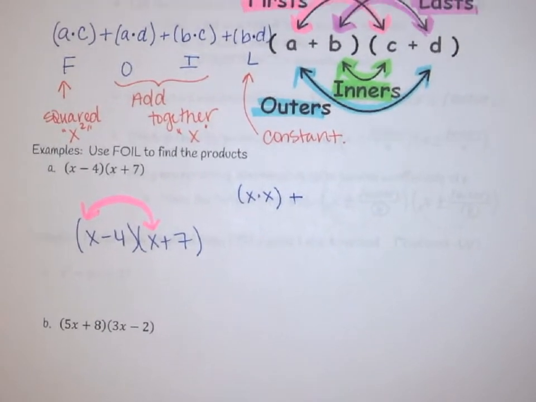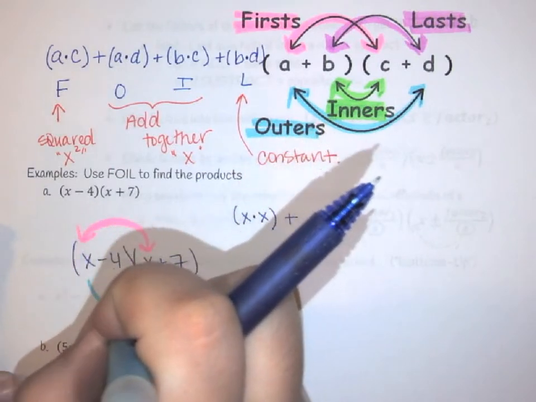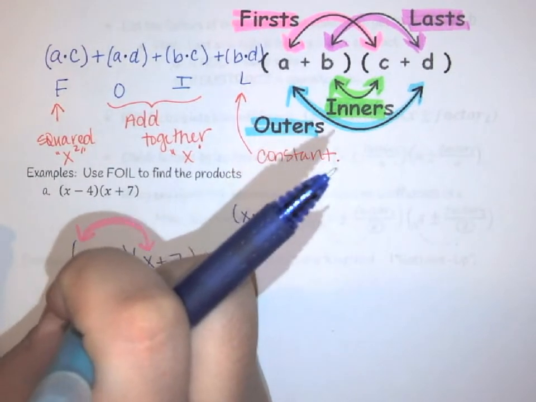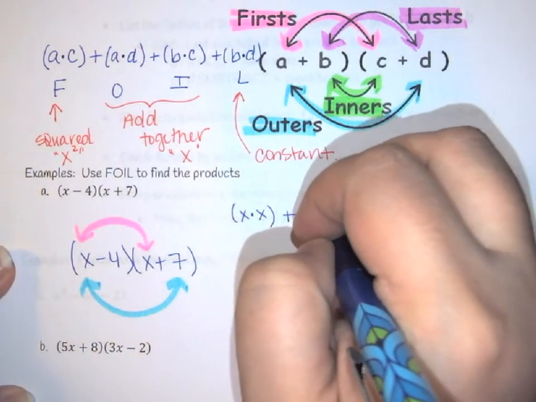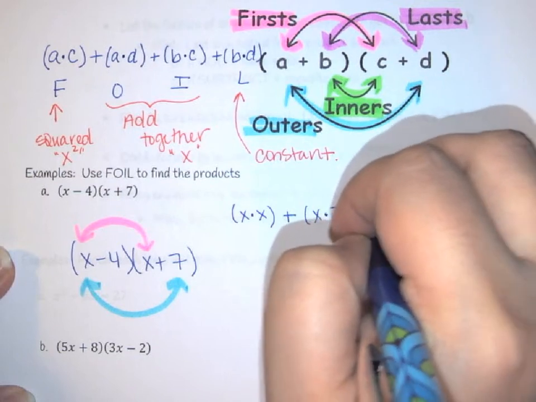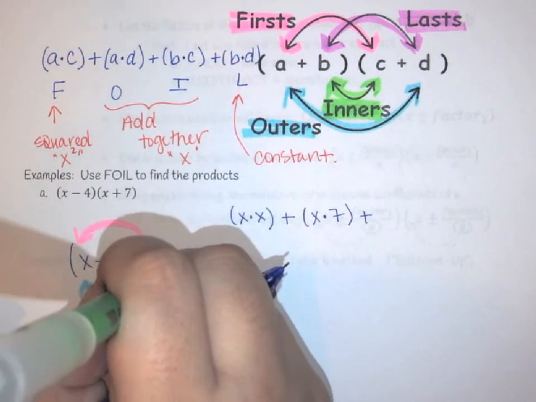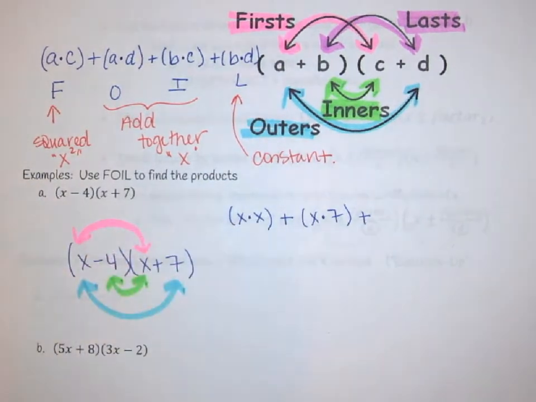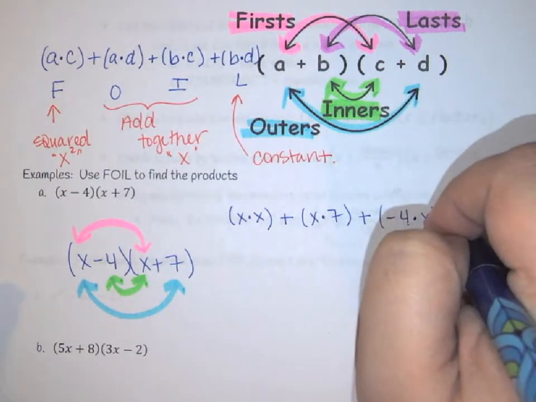Okay. Then we have to do the outers. So again, the outers are going to be your outer two most terms. They're the ones that make up the ends. So in this instance, you can see that I have an x and I have a 7. So this is going to be x times 7. Then I have to add it to my innermost terms. So those are the terms that are directly next to each other, or the ones that are found at the very center of your functions. So this becomes a negative 4 times an x.